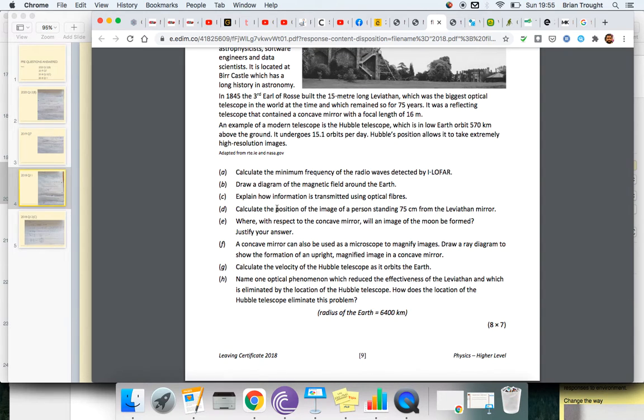So D is calculate the position of the image of a person when the U value is 0.75. And we're talking about the Leviathan mirror, and the Leviathan mirror has a focal length of 16. So it's quite clear here that the object distance is inside the focal length. So when you use 1 over f is 1 over u plus 1 over v, you will get a negative v value because it'll be a virtual image.